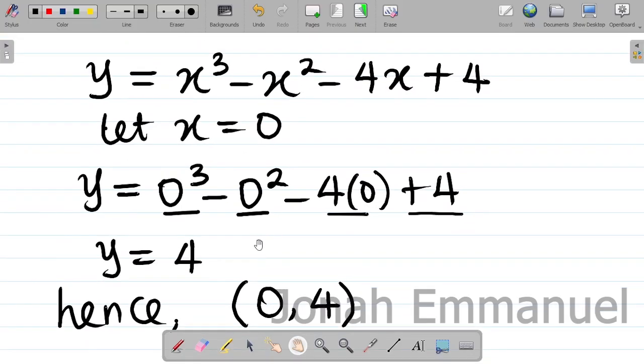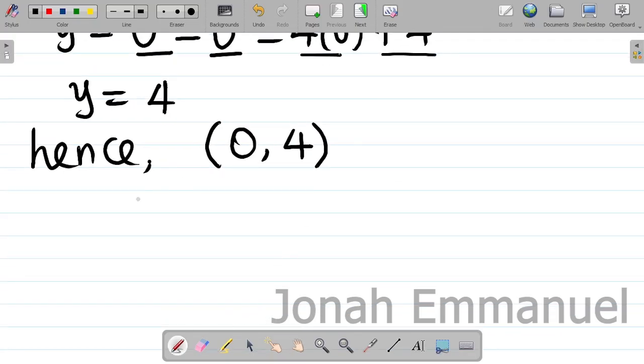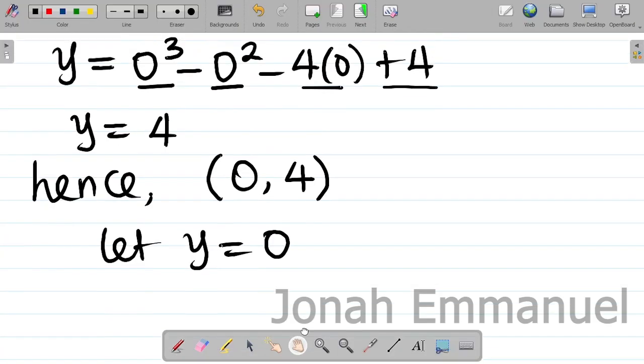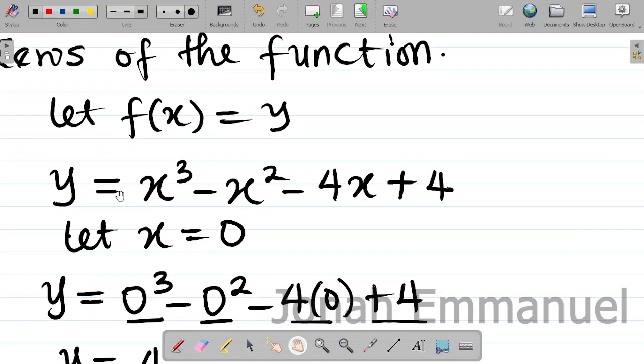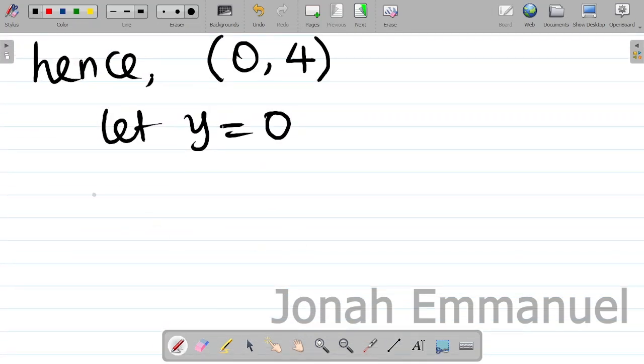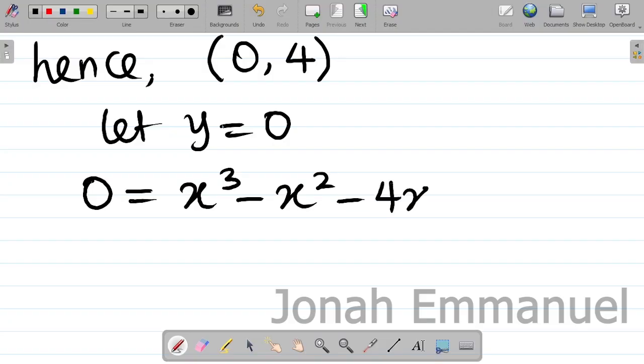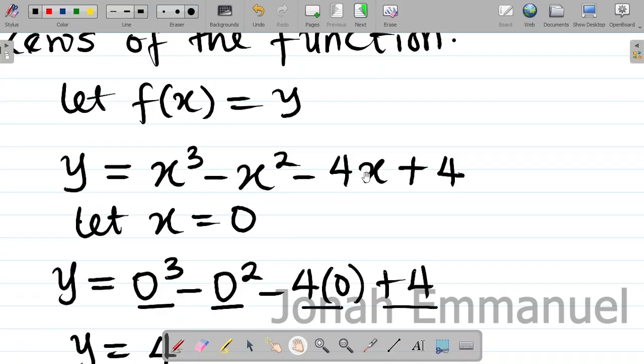The question will now be, what is the value of x when y is 0? So after letting x equal 0, you now let y be equal to 0. If y is 0, the function y equals x cubed minus x squared minus 4x plus 4 becomes 0 equals x cubed minus x squared minus 4x plus 4. It's basically the same thing, just taking y to be 0.